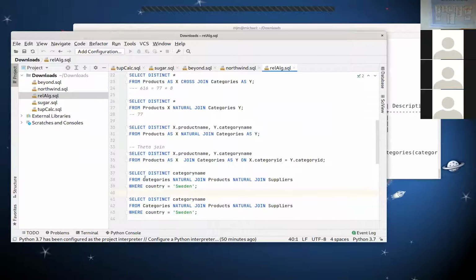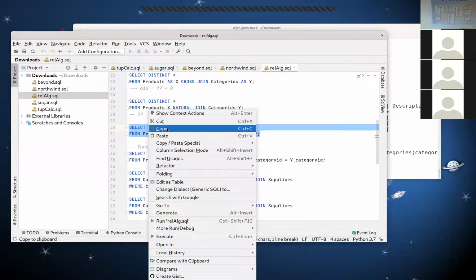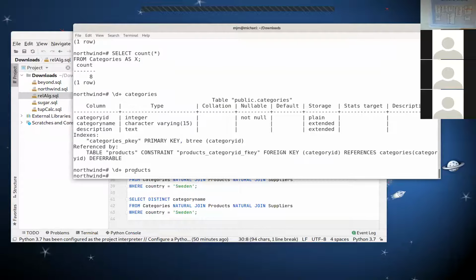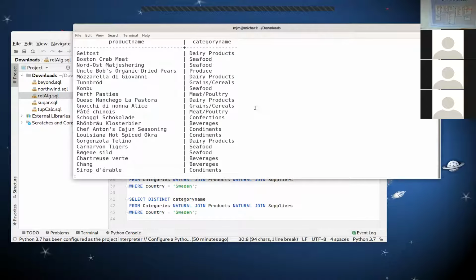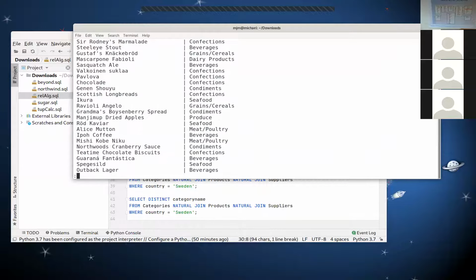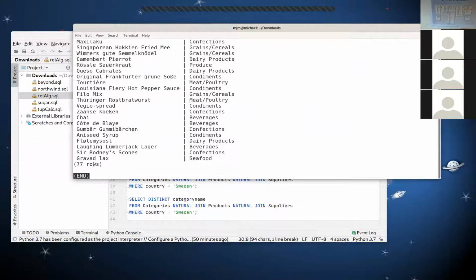So here, let's see. Yeah, if I do it this way, I do the natural join. I think that each product has a single category. So this should actually give us 66 results, right? All right. But what it's doing here is this pairing. You see here, Chang is a beverage, I guess. That's definitely. I think I've actually had that. It wasn't bad. Yeah, 77. Okay. That's right, because there's 77 products. Let's just verify that.